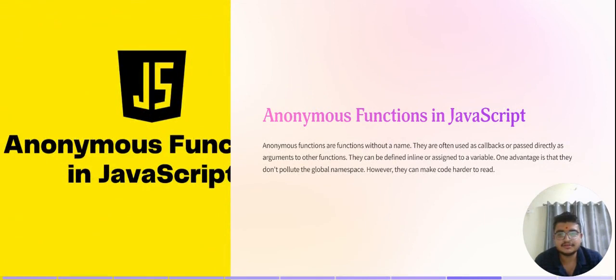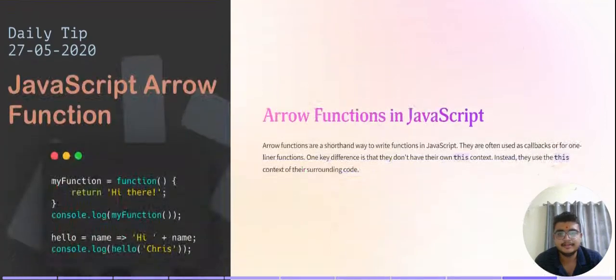Anonymous functions in JavaScript. Anonymous functions are used without a name. They are often called callbacks or passed directly as arguments to other functions. They can be defined inline or assigned to a variable. One advantage is that they don't pollute the global namespace. However, they can make code harder to read.